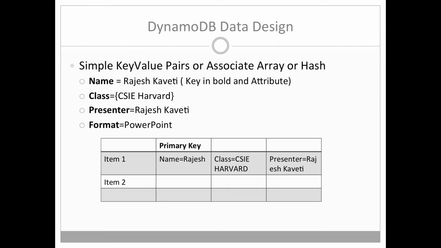Now, since every item needs a primary key, and here the primary key name is the name of the user with value as Rajesh Kavedi, or Rajesh for that matter. Similarly, class is another item attribute, and the value is CSIE Harvard. Now, let's say I have another entry who is not a speaker but an audience, and has another attribute called C.